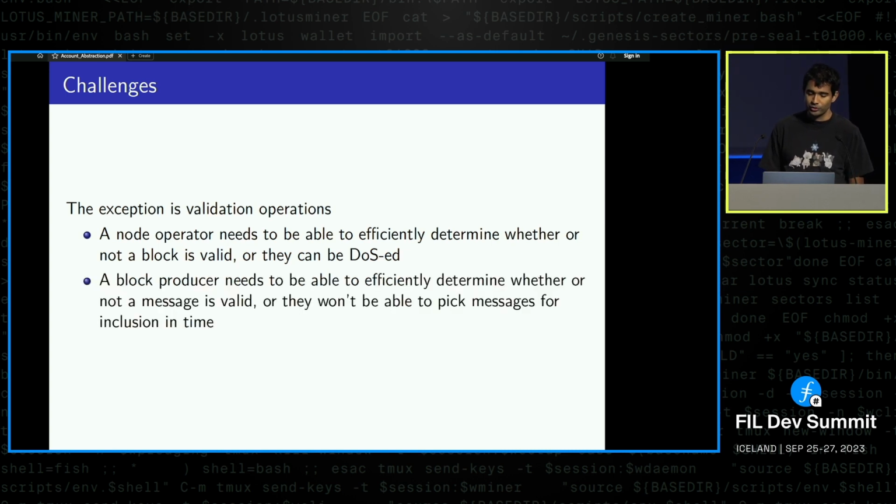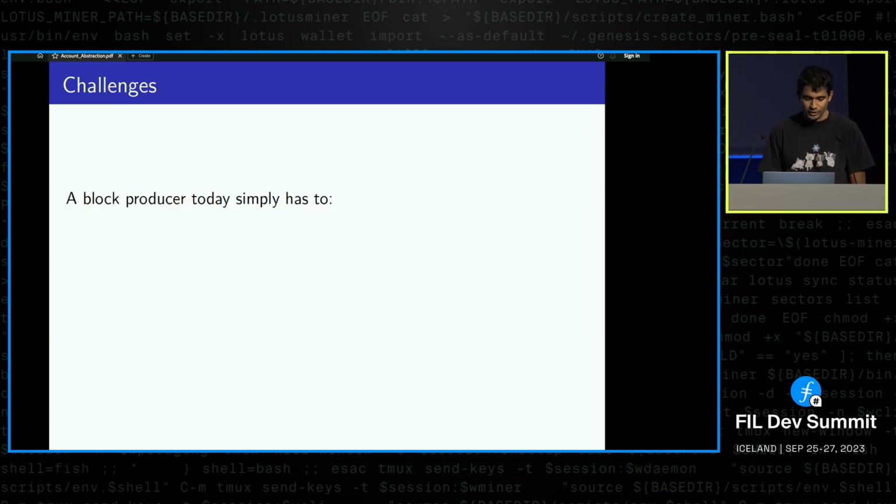Similarly, a block producer needs to be able to efficiently determine whether or not a message is valid, or they're not going to be able to know which messages they should be picking for inclusion in their block. If you're picking an unsuccessful message, that's fine, but you still have to pick a valid message. And so these operations need to be efficient.